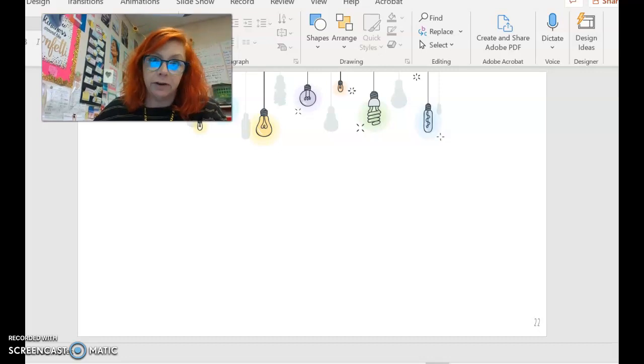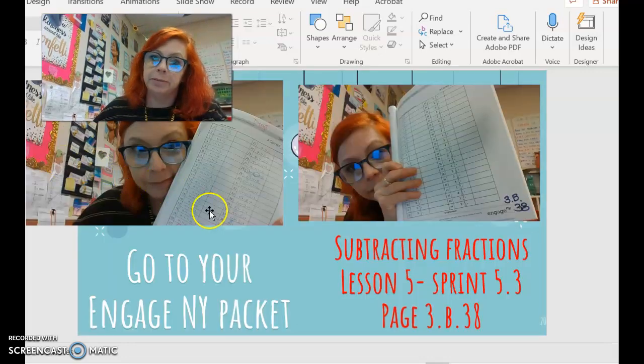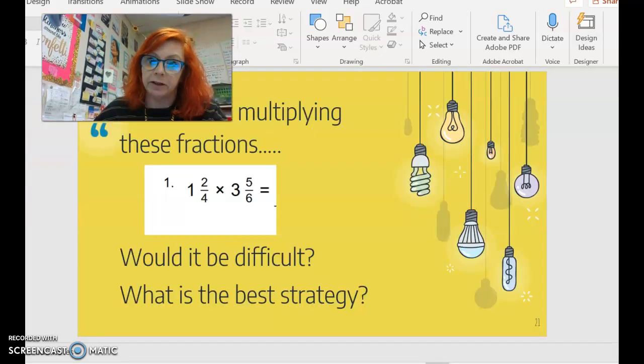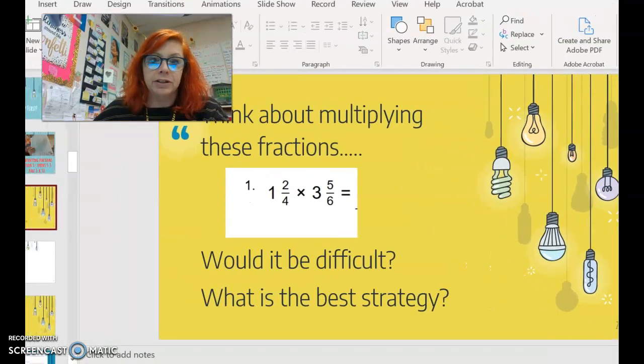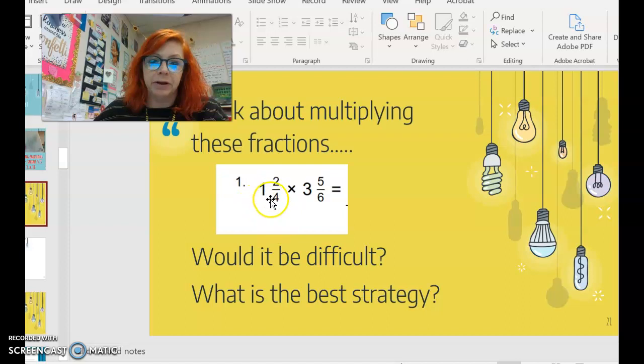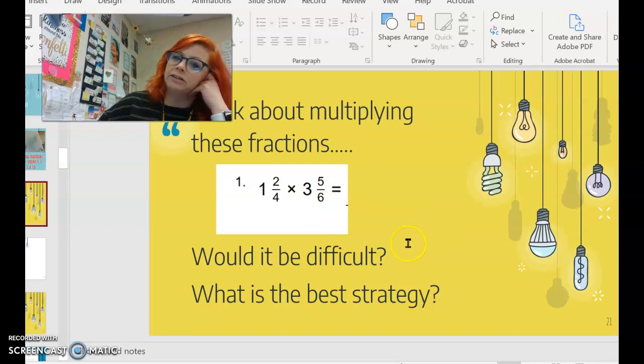So, hopefully, you've already done your warm up with these creepy pictures of me looking at you. And we're here on this question. Think about multiplying these fractions, 1 and 2/4 and 3 and 5/6. Would this be difficult or would this be easy? What would be the best strategy?